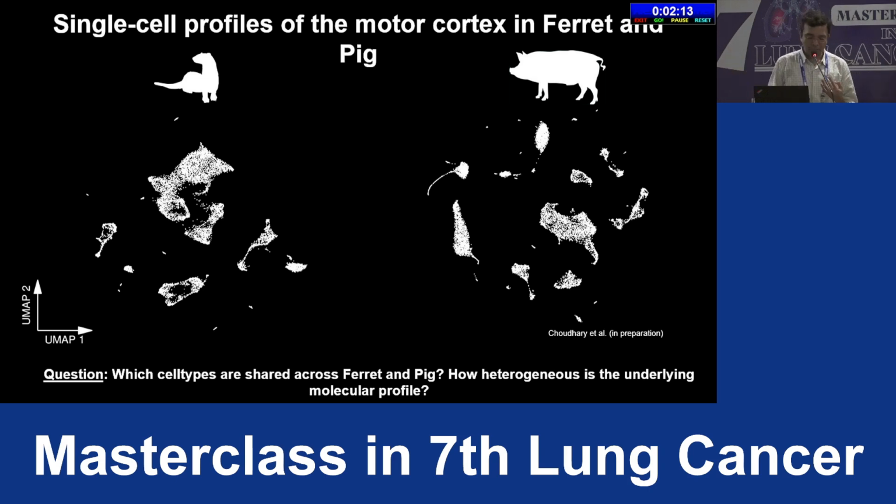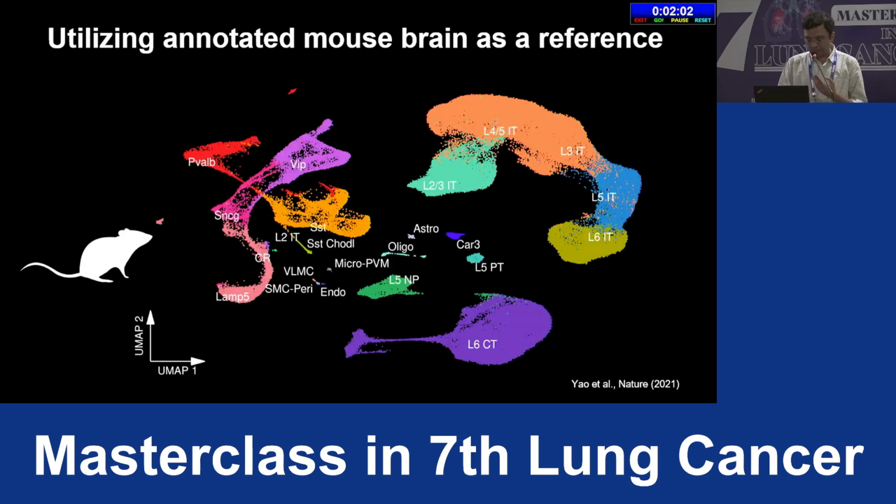But people who came before me have actually done a tremendous amount of work on motor cortex. What I'm showing you here is the motor cortex profile from ferret and pig. Particularly, there has been a tremendous amount of work understanding the motor cortex in mouse. I'm showing you here an example of single-cell data profiled from the mouse motor cortex by the Allen Institute.